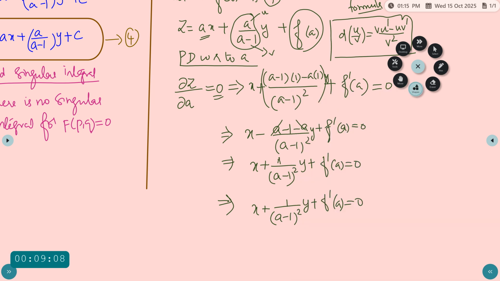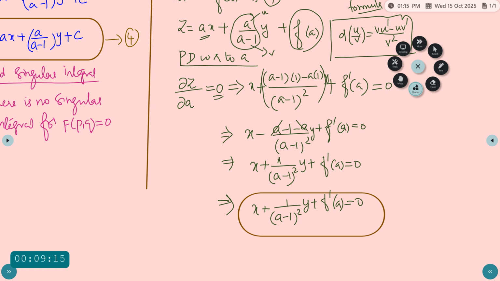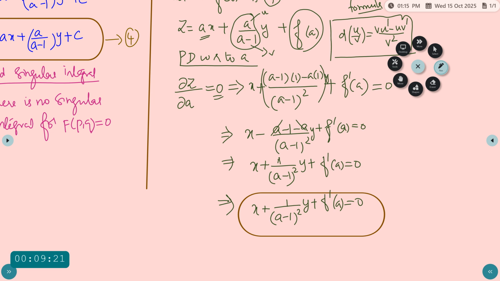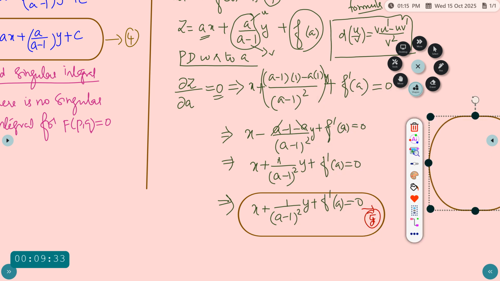Now, we have already named the equations up to number 4, so this equation is taken as equation number 5. Now, eliminating this constant a from these two equations, we can get the general integral.